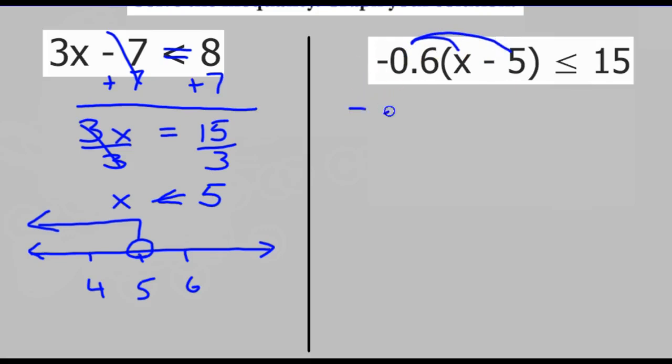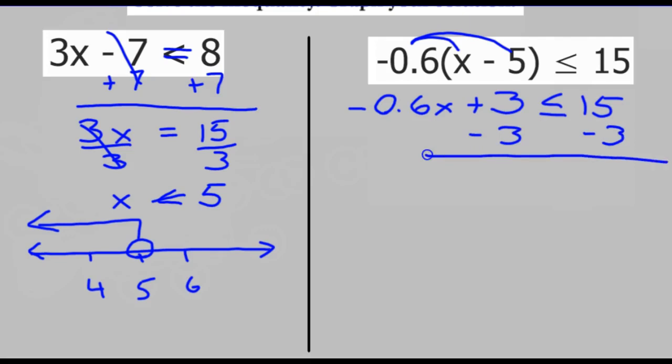We get a negative 0.6x. Now two negatives are going to make a positive. 0.6 times 5 gives me 3. Is less than or equal to 15. Okay, so now we have to subtract 3. And we get negative 0.6x is less than or equal to 12.